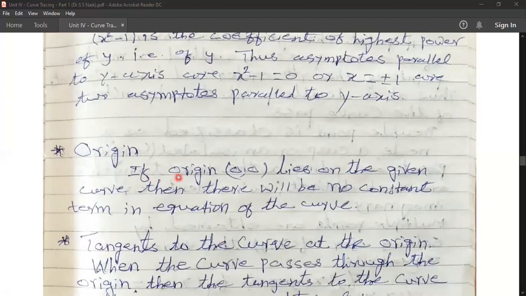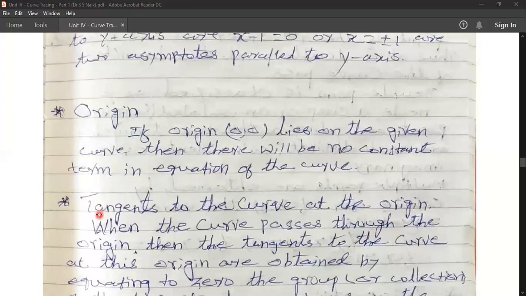Then we'll see the origin. The next point for considering the curve tracing is the origin. If the origin, that is 0, 0, lies on the given curve, then there will be no constant term in the equation of the curve.